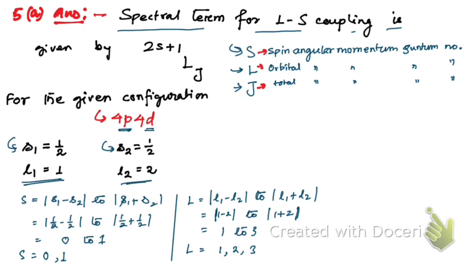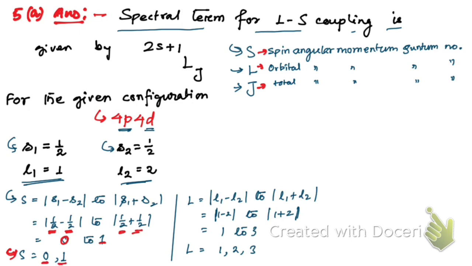The value of capital S is from mod of s1 minus s2 to s1 plus s2. Now s1 and s2 are both equal to half, so half minus half to half plus half. Half minus half is 0, and half plus half is 1. So the values of S are 0 and 1.